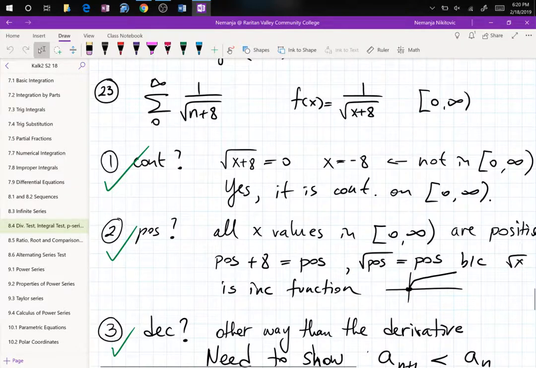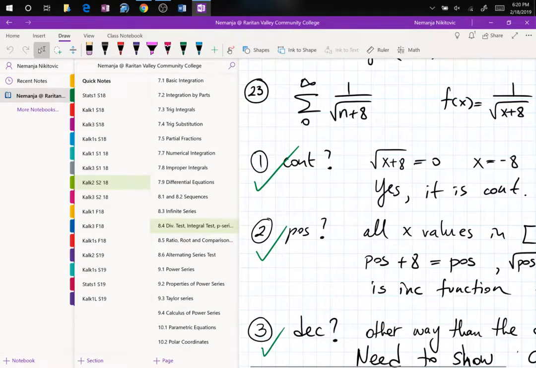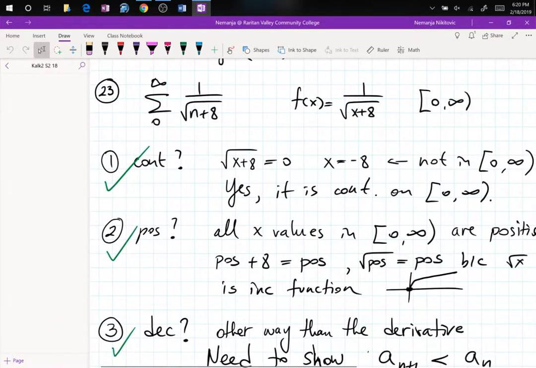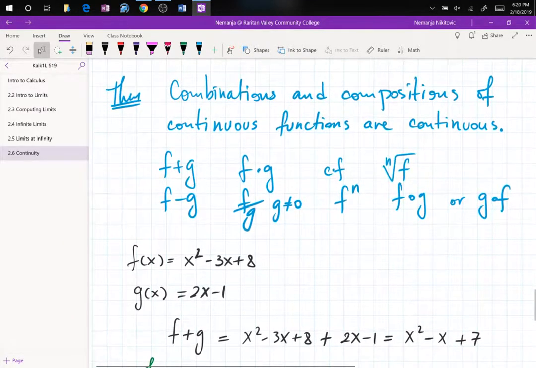Another composite function, 1 over the square root of x plus 8 on 0 to infinity. The square root of x plus 8 equals 0 when x equals negative 8. So negative 8 would be a problematic point, right, creating a denominator equal to 0. If we go back to our theorem, it says division is continuous if the denominator is not 0.